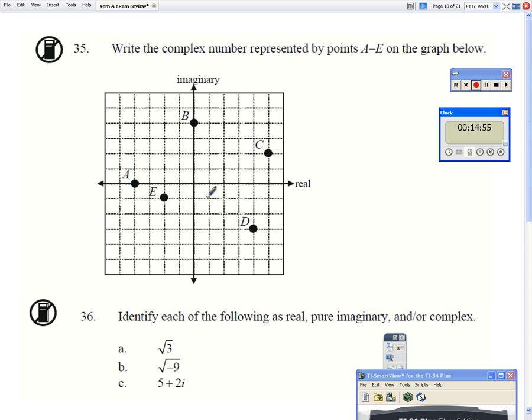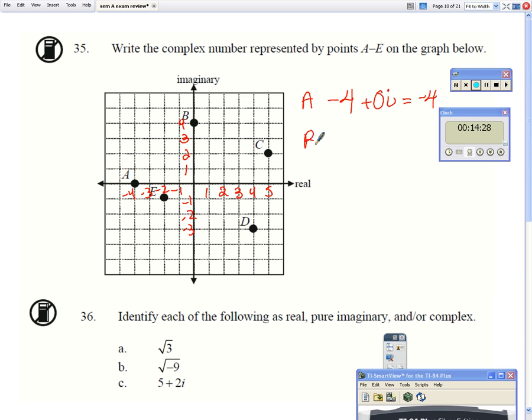So I'm going to number these so I don't have to count every time. Okay, so point A is -4 in the real direction plus 0i in the imaginary direction. So you could just write -4 as the coordinate for A.